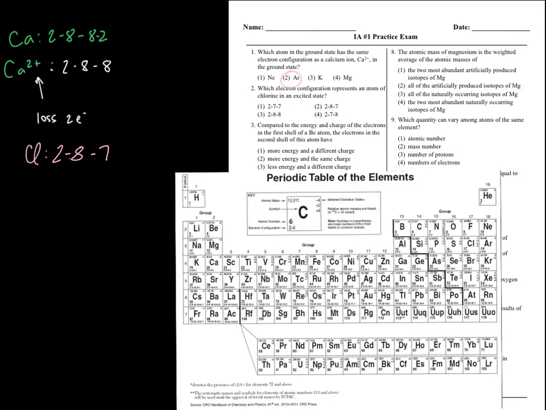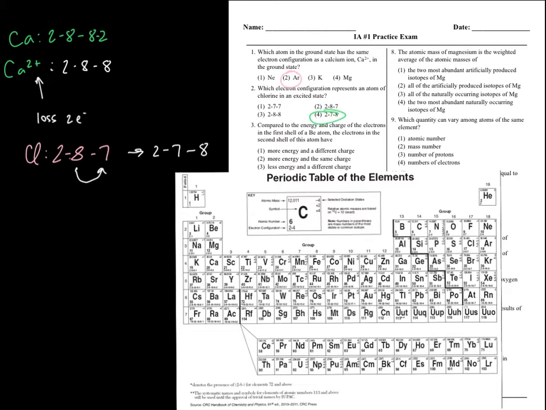In the excited state, what you want to do is take an electron from the lower level, let's say this one, and bring it up to the higher level. So instead it becomes 2, 7, 8. You take one from a lower level and bring it up to a higher level. That's what excitation is. And so if we match it up, 2, 7, 8 is one of the choices. That is choice 4.